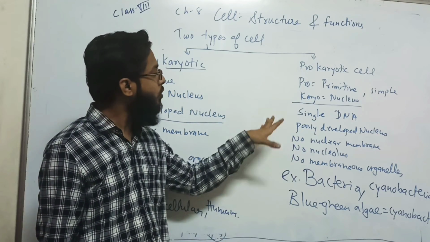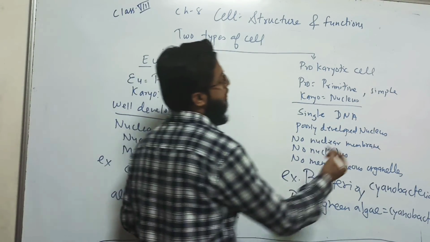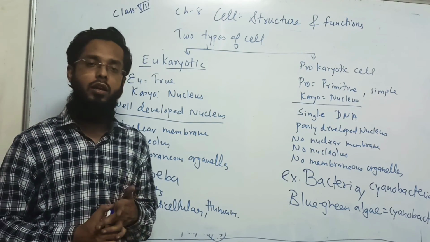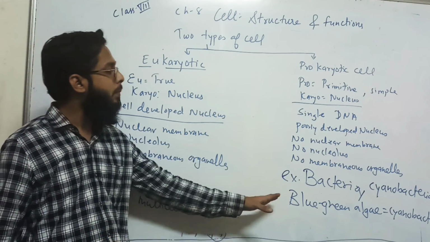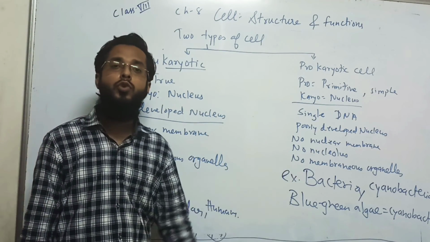As I told you, mycoplasma PPLO is a small single cell. It has a single DNA in the cell. So mycoplasma PPLO is also a prokaryotic cell. So this was about eukaryotic and prokaryotic. If you are in doubt, you can ask me.